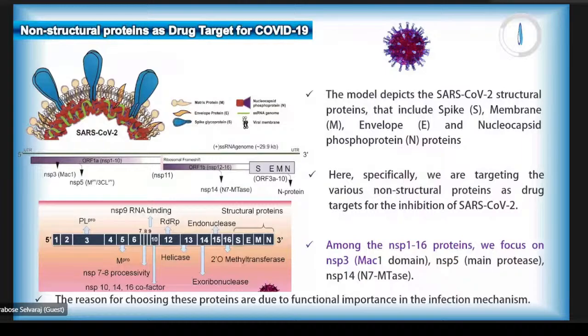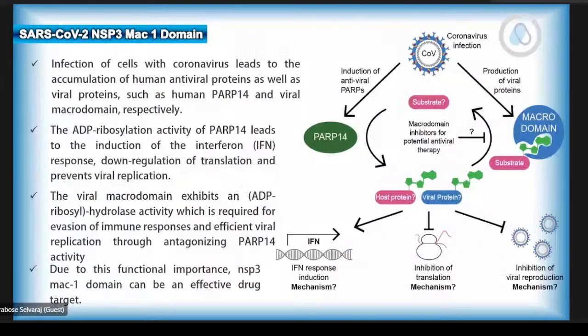NSP3 protein is the largest protein after spike. So it has a main mechanism. It can carry out ADP-ribosylation activities, which can affect the induction of interferon. Once this happens, the substrate will bind to the host protein through modification of the substrate it delivers. Due to this, the interferon response will get dampened.